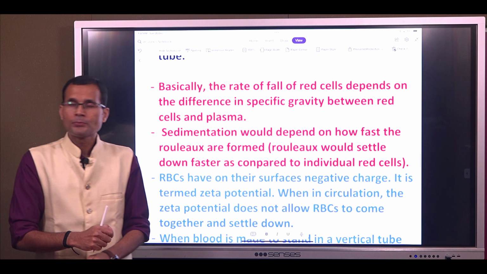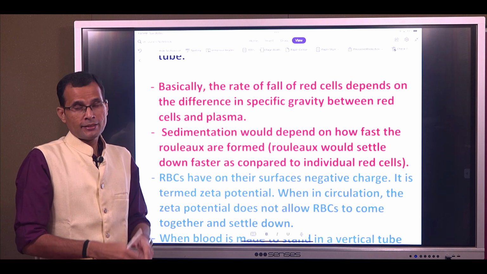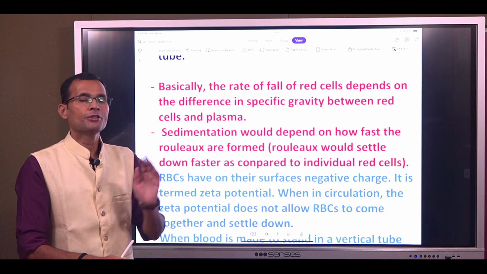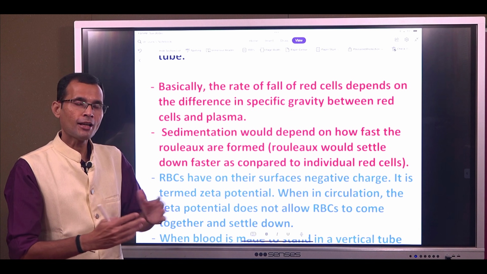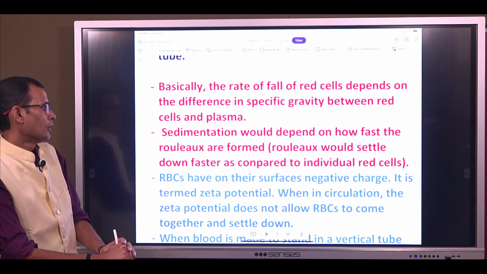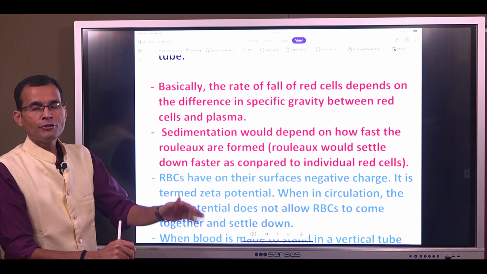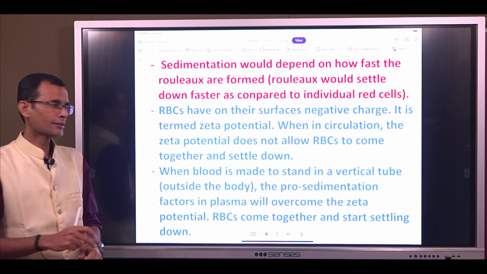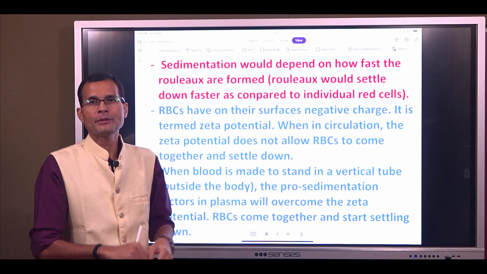But then, sedimentation, as I mentioned just now, would depend on how fast the rouleaux are formed. The stacks are formed. How fast are they formed? Because, as I mentioned, rouleaux would settle down faster as compared to individual RBCs. So, let's talk something about this rouleaux formation.